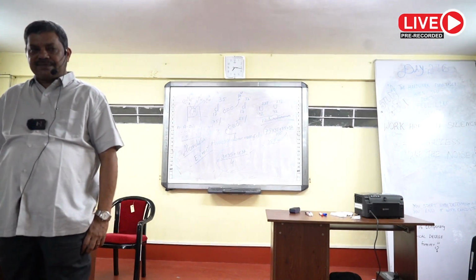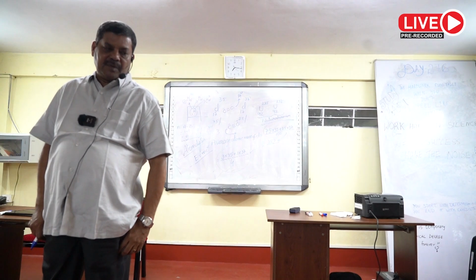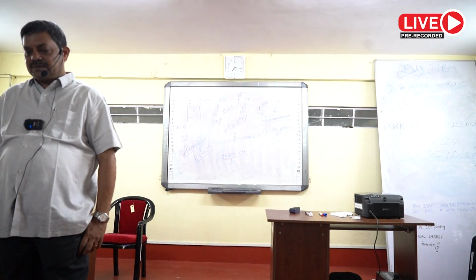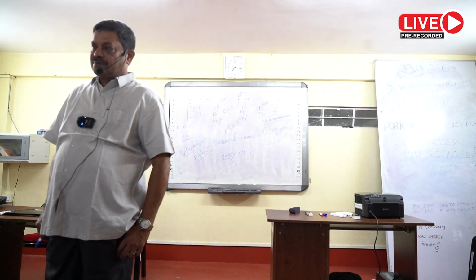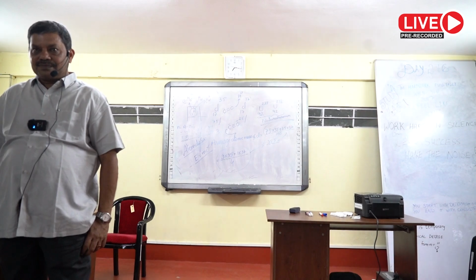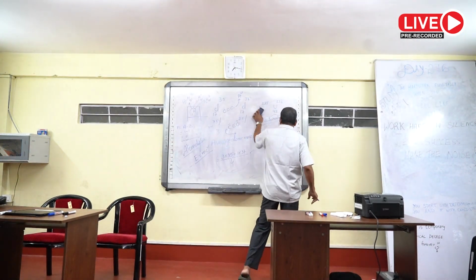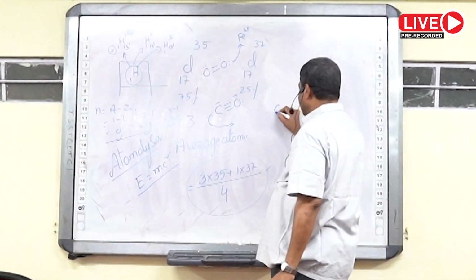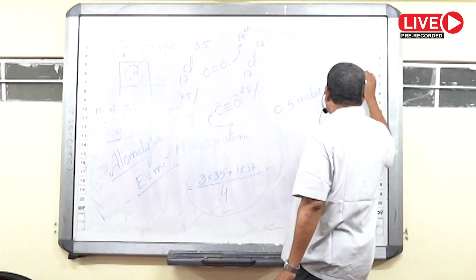How many gram atoms of each kind are present in 0.5 moles of glucose, C6H12O6?